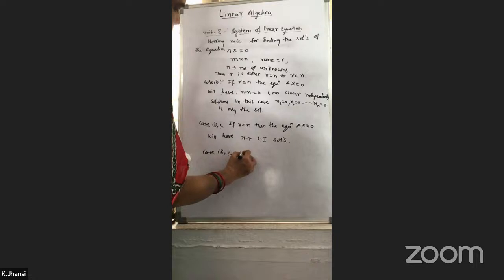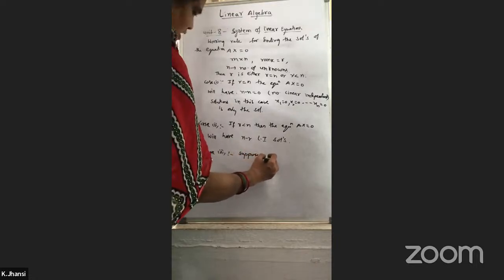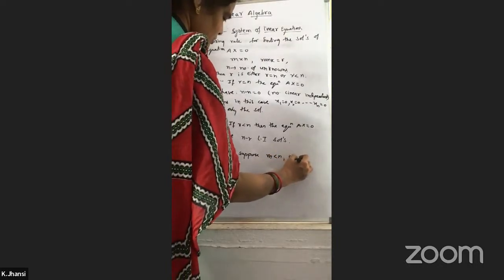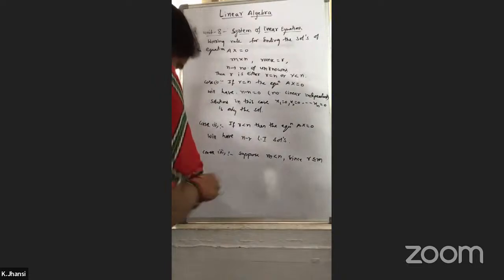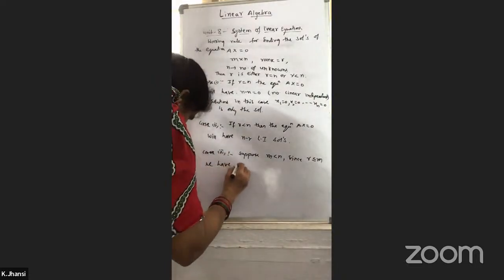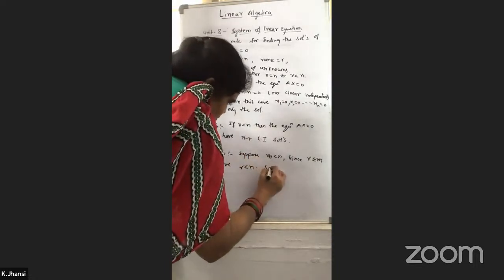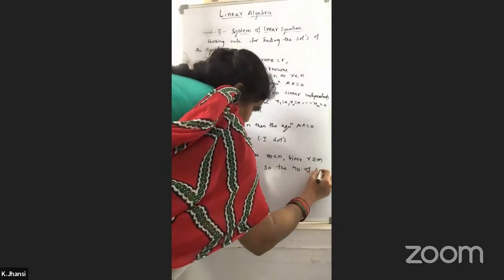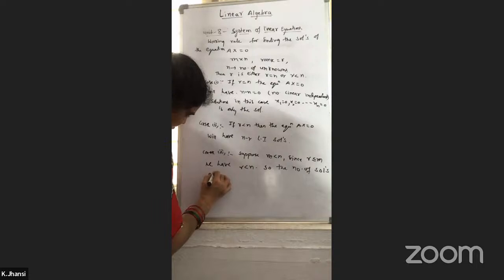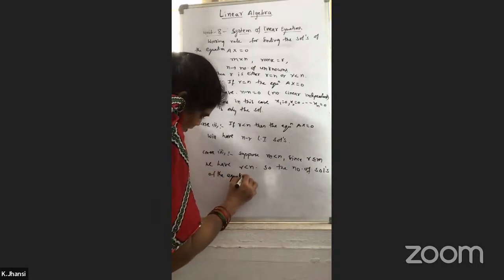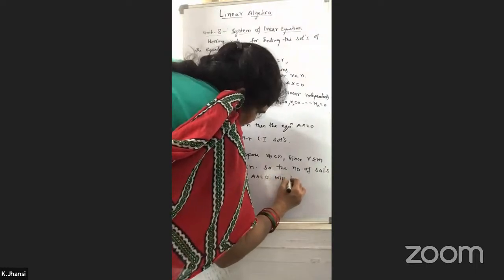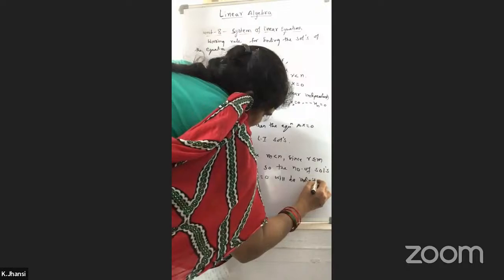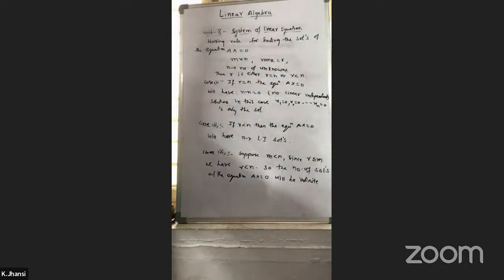That is, suppose m is less than n. Since r is less than or equal to m, we have r is less than n. So the number of solutions of the equation AX equals 0 will be infinite. Okay, so these are the three conditions for finding the solutions of the given linear equations.